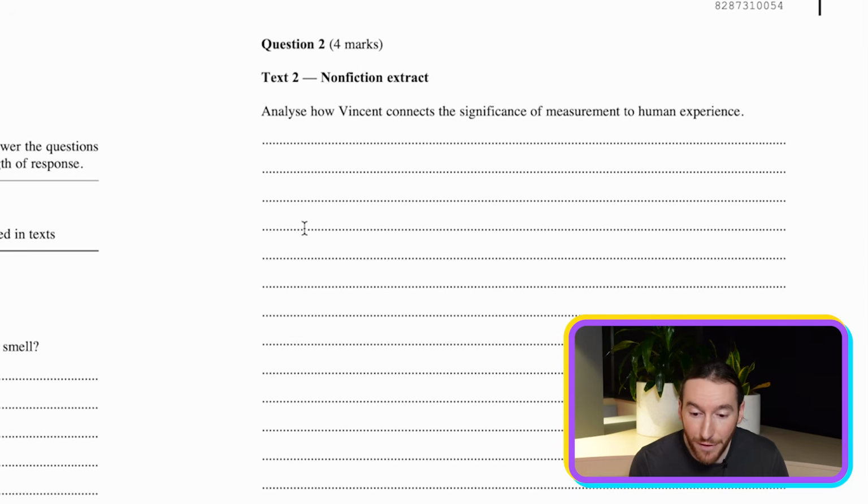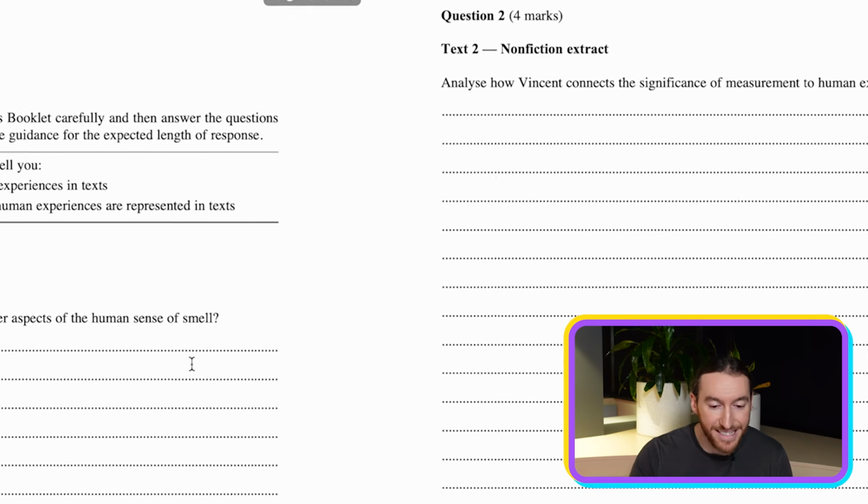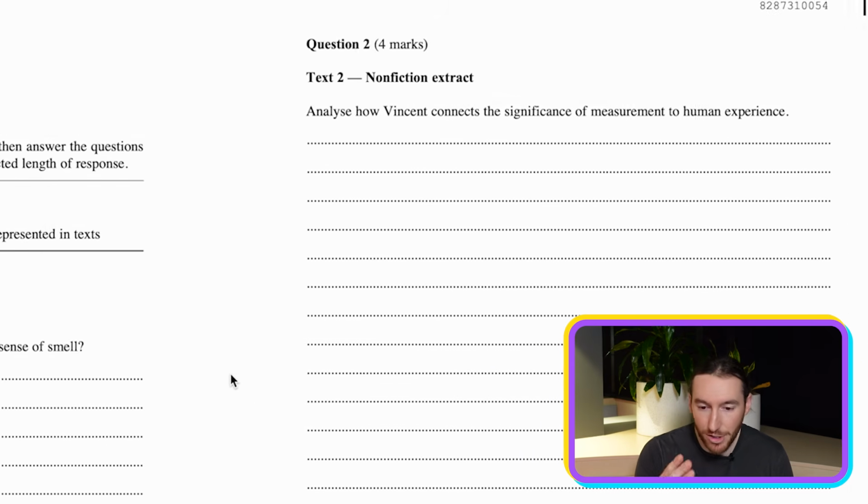Fantastic. Question 2, analyze how Vincent connects the significance of measurement to human experience. So this is a 4 marker: 4 sentences, 1 topic sentence, plus 3 sentences of analysis. A sentence of analysis just means a technique, a quote, and an effect. And here, the key word is clearly measurement. Human experience? No, the whole thing is human experiences, the whole paper, the whole module. So already we can see smell and measurement as those two respective key terms in those questions.